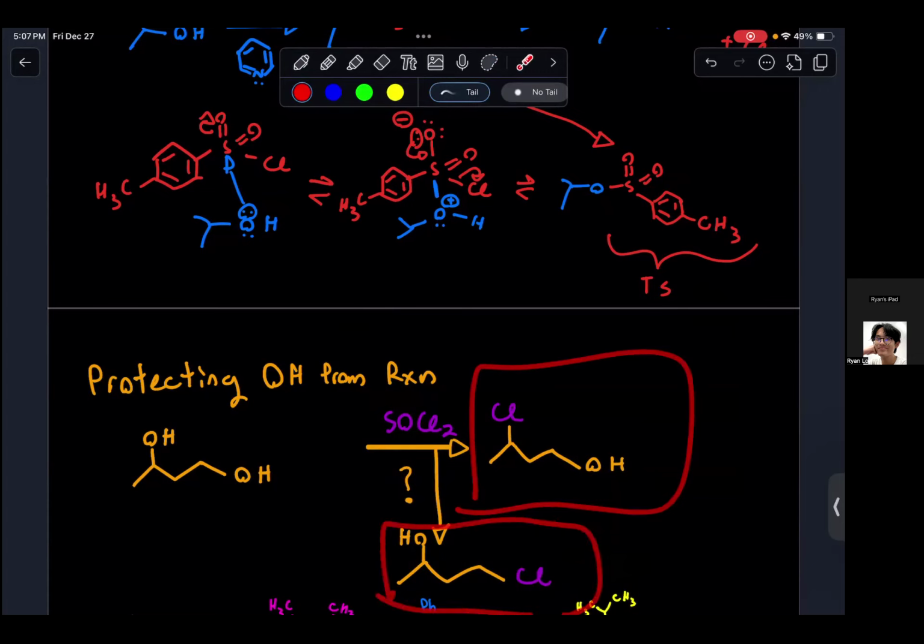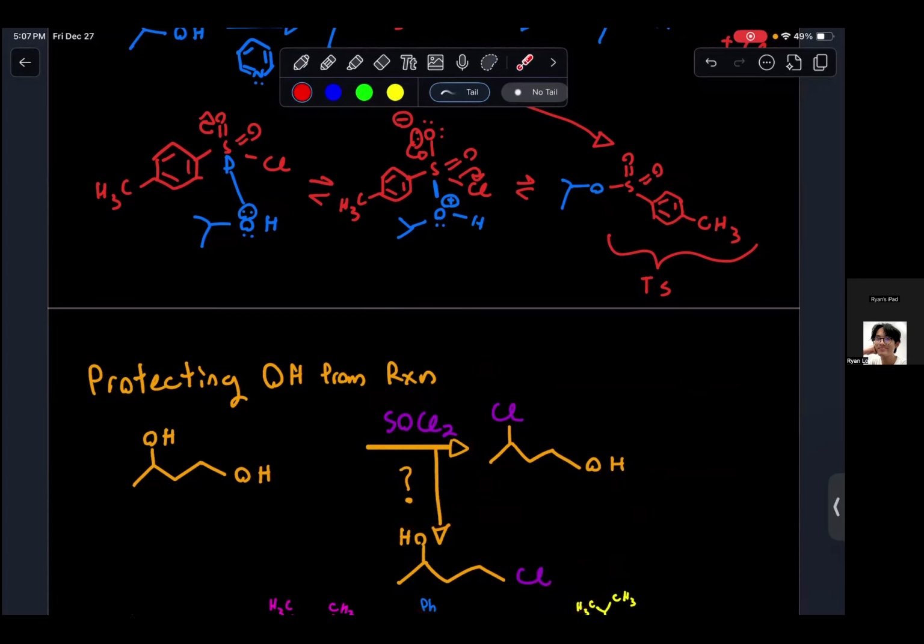Best case scenario, this drug is ineffective. Worst case scenario, that you accidentally kill someone's grandma, right? And so let's try to do that, right? And so how do we take this OH right here? How do we take that OH offline and basically put it in timeout and stop it from reacting so that we force this SOCl2 to attack this OH right here?